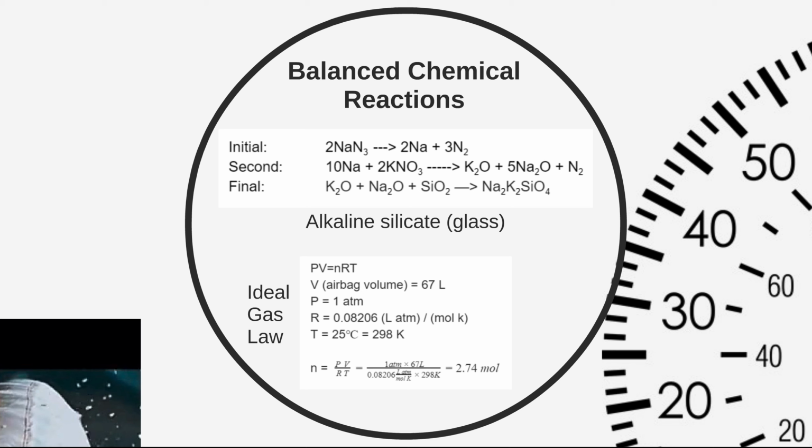In the ideal gas law, we can see that the pressure is 1 atmosphere, the R is a constant, and the temperature is the average room temperature, which is 25 Celsius or 298 Kelvin. We can then substitute this to know how many moles are needed in order to complete the airbag, which needs 67 liters of volume. This equation shows that we need 2.74 moles in order to complete the 67 liters of the airbag.